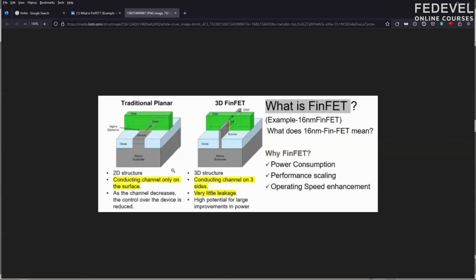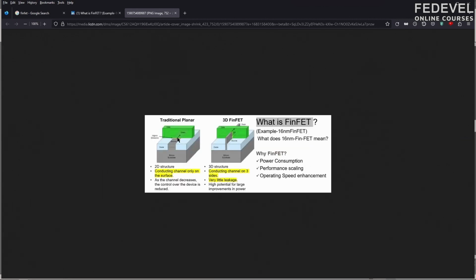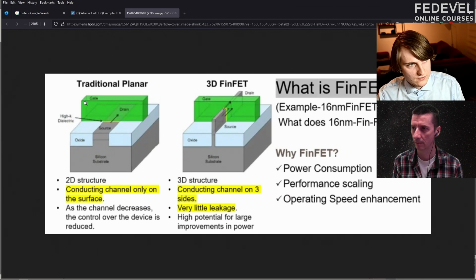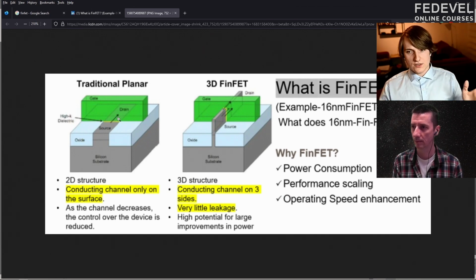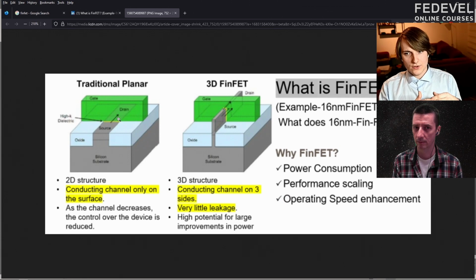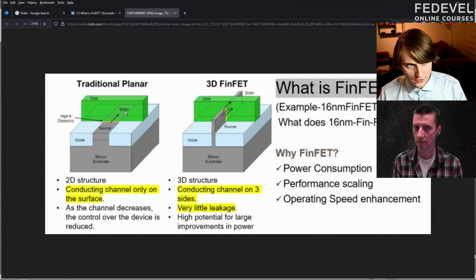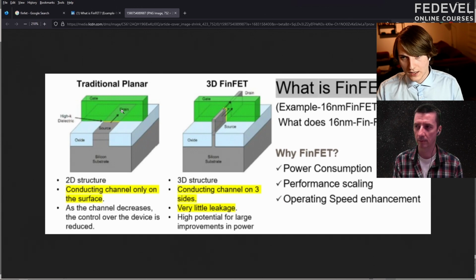FinFET. So this is the transistor I just showed you, right? If you look at it in 3D, we have the gate, and then we have the source and drain region, and the current flows from the source to the drain. But the issue was, as you make this smaller and smaller, you run into leakage currents. So even if the gate is off, so the transistor is off, there's a small amount of current that flows from the source to the drain.